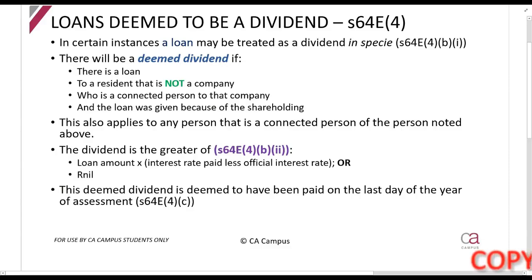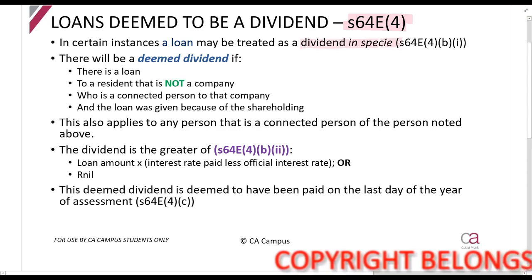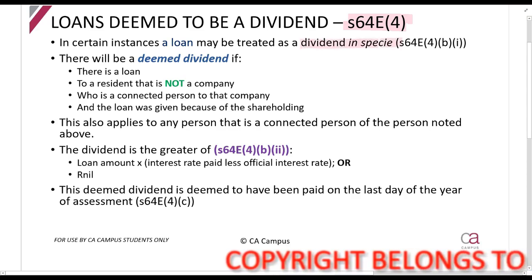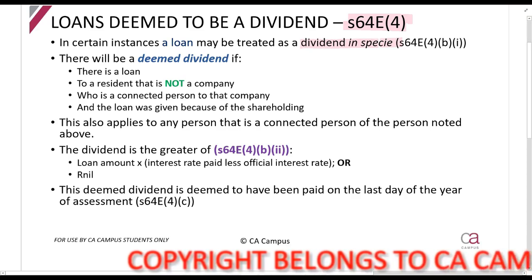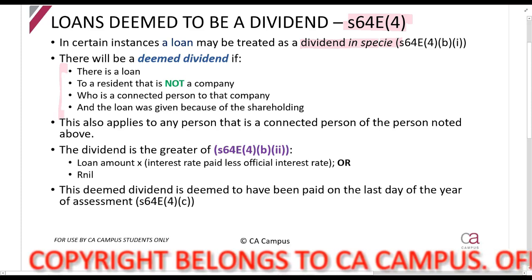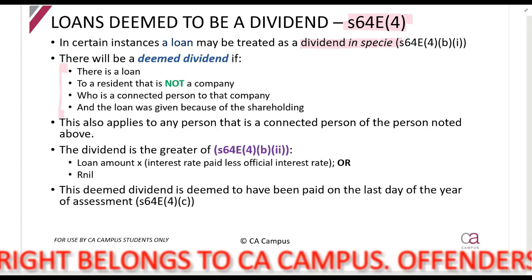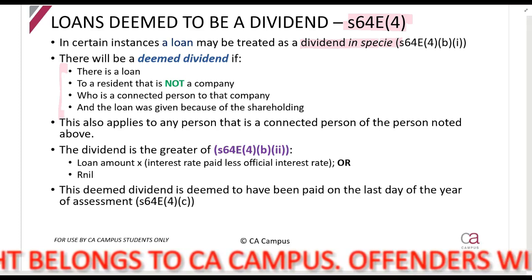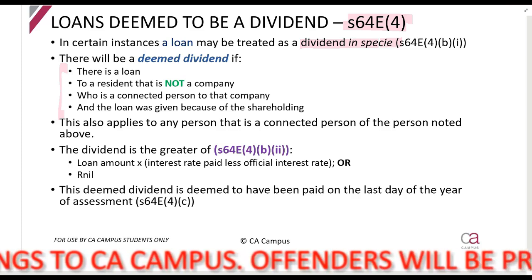Section 64E4 gives us a situation where a loan made to a shareholder might be treated as a dividend in specie. Now, there will be a deemed dividend if the following requirements are met. There is a loan to a resident that is not a company, so like to a trust or to a natural person, which is the most common one, who is a connected person to that company, and the loan was given because of the shareholding.